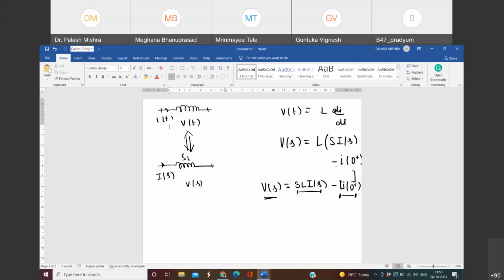So I'm just writing it like this. Vs plus L times I(0+) is equal to SL times Is. Okay. So can you represent it in the circuit form? Tell me. I need an answer.